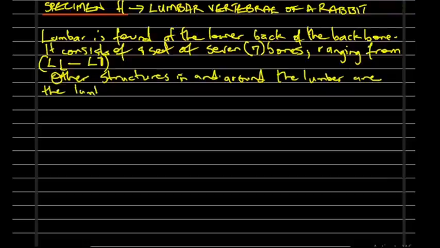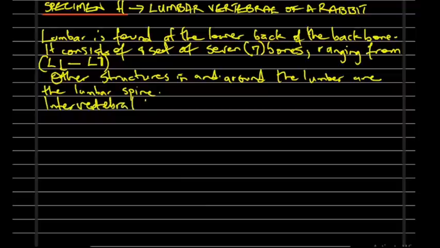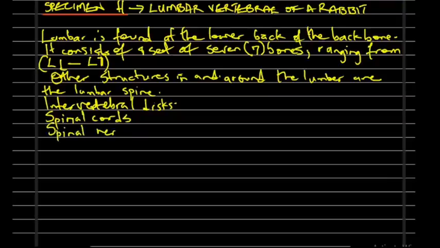The lumbar spine. We have the lumbar spine. We have the intervertebral discs, the spinal cord, and we also have the spinal nerves. These are structures that are found in and around the lumbar vertebrae.